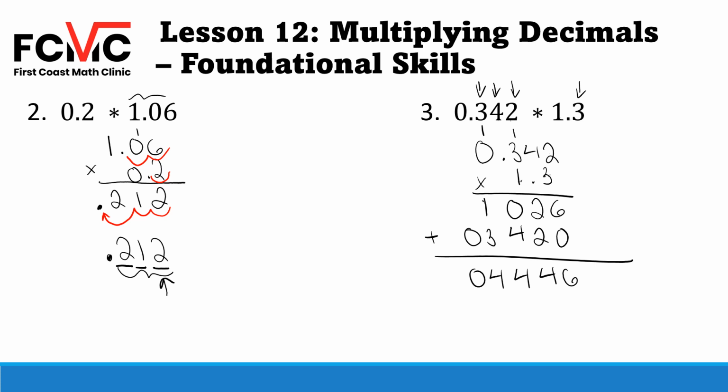And now let's figure out where our decimal is going to go in this answer. So we're moving our decimal 1, 2, 3, 4 place values. So our decimal is going to go right here in between the 0 and the 4. So it's going to be 0.4446. Now how would we read this? Remember, this is our tenths, hundredths, thousandths, 10 thousandths. So we've got 10 thousandths.